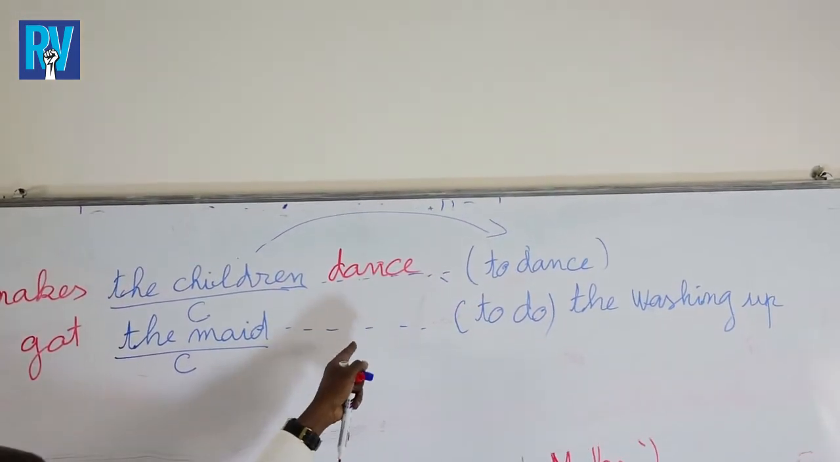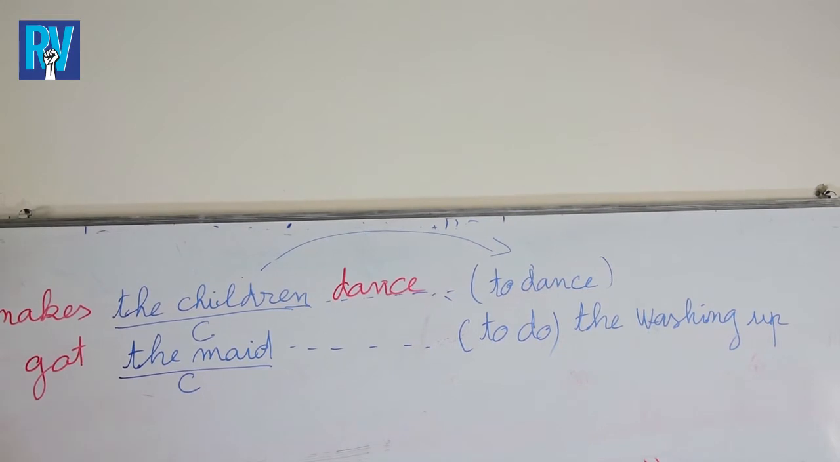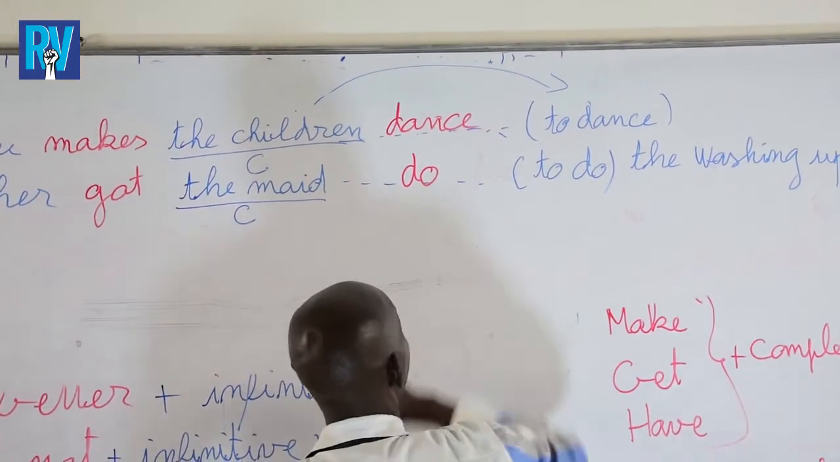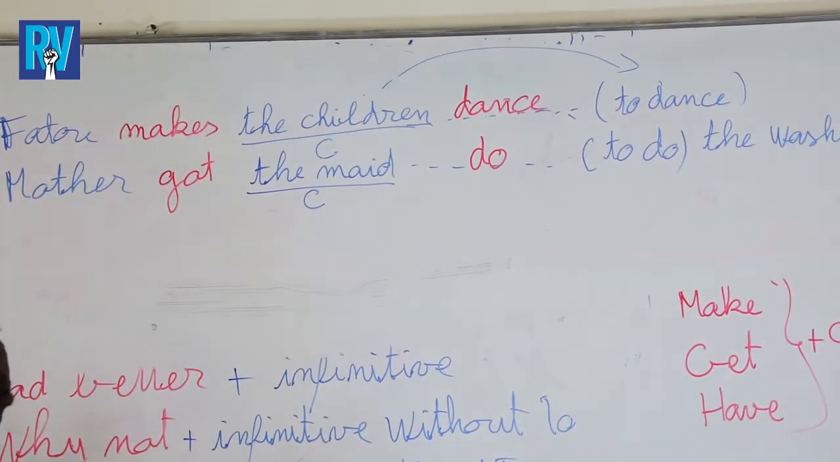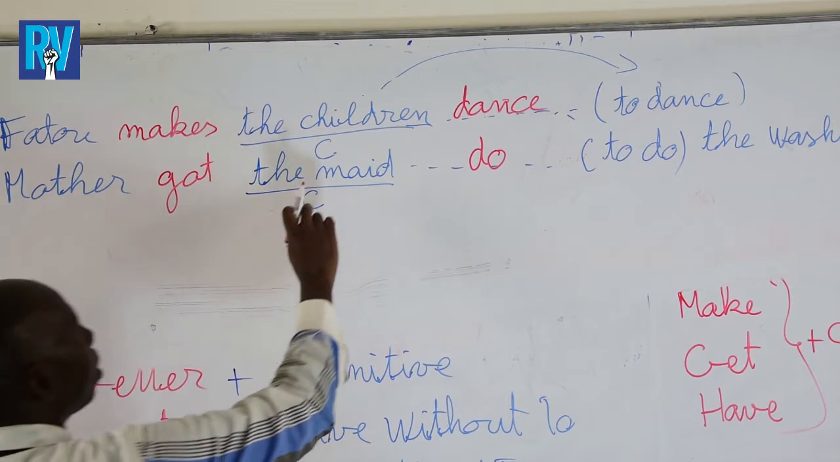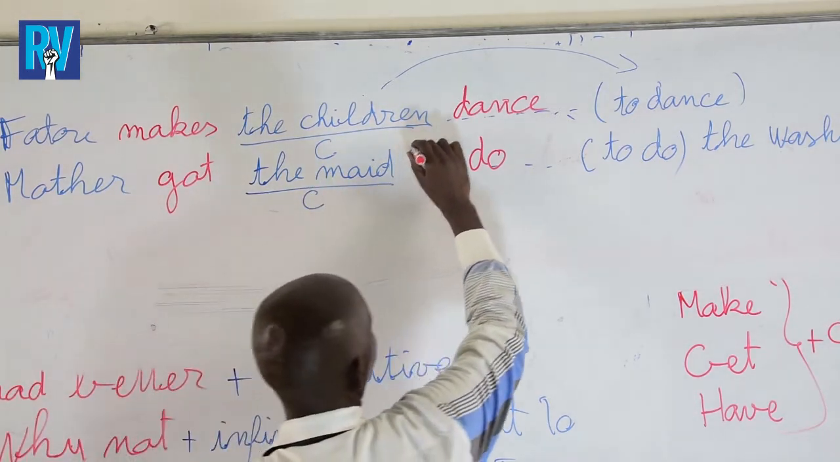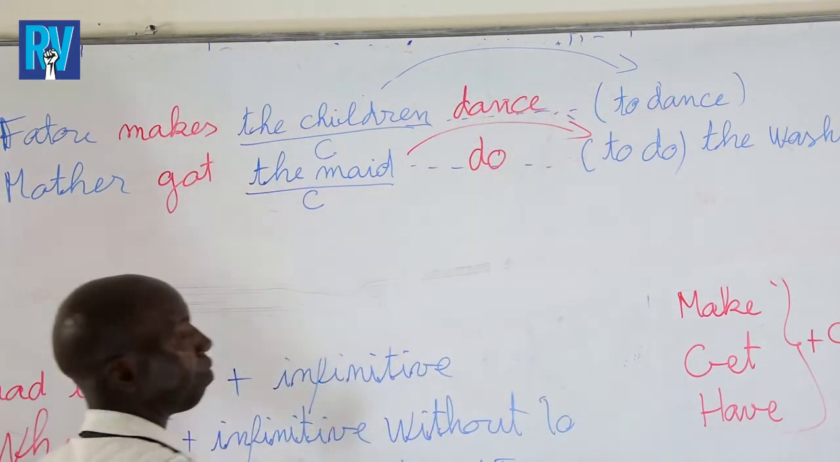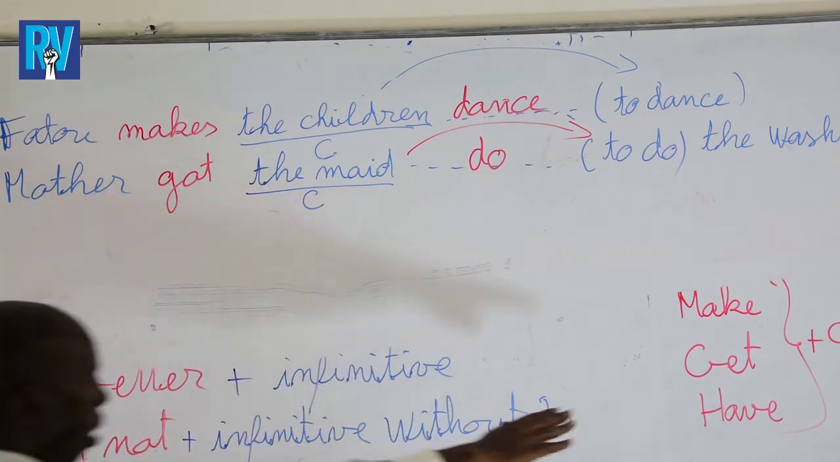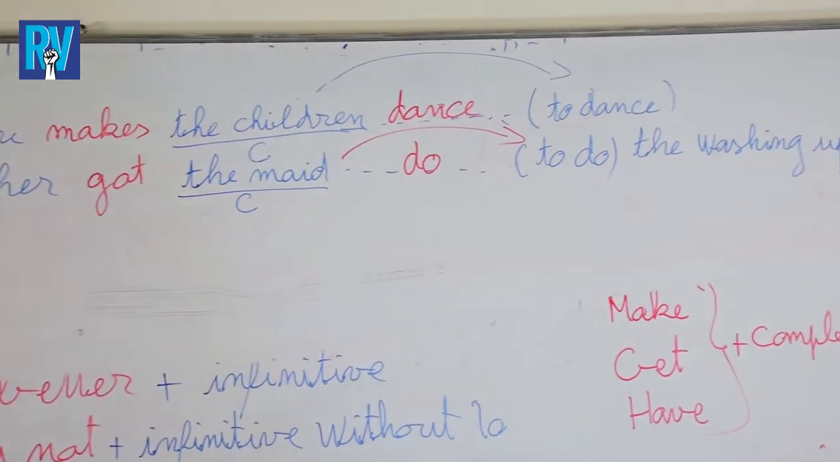En ce moment, je vais écrire le verbe à l'infinitif sans trou. Mother got the maid do the washing up. Infinitif sans trou. J'ai le verbe get suivi d'un complément. Et c'est le complément qui fait cette action-là. C'est la bonne qui fait la vaisselle. Ok? Third example is the verb have.